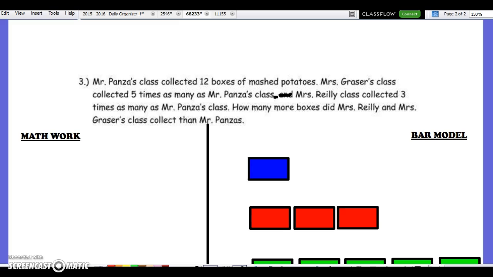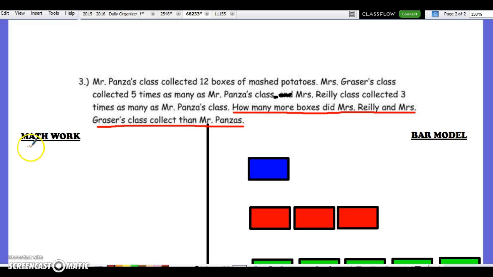First thing I need to do is read the question and know what I have. Mr. Panza's class collected 12 boxes of mashed potatoes. Mrs. Grazer's class collected 5 times as many as Mr. Panza's class, and Mrs. Riley's class collected 3 times as many as Mr. Panza's class. The main question that ultimately I'm trying to answer is this right here. How many more boxes did Mrs. Riley and Mrs. Grazer's class collect than Mr. Panza's class? I can't jump ahead and just answer that question. I've got to take it piece by piece.